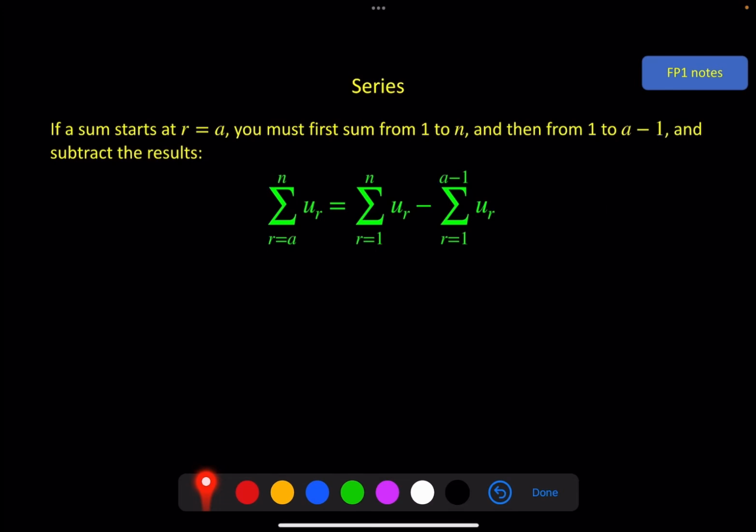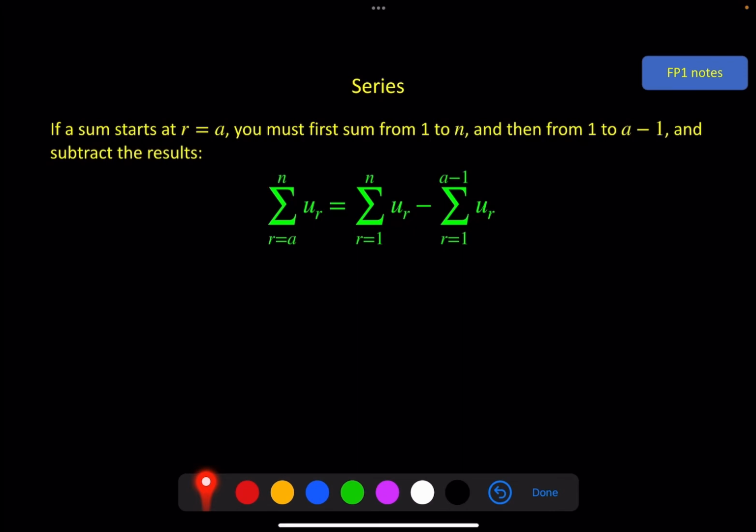So that last one there is an example of this, which is really, really useful. If a sum starts at r equals a, where a is not 1, you've got to first start at 1, go up to n, then go from 1 to 1 less than where you want to start, because this one wants to include a in my terms, and this one will include up to a minus 1, but it will leave the a behind, which is what we want. So this is the general form of what we just did in that final example on the previous slide.